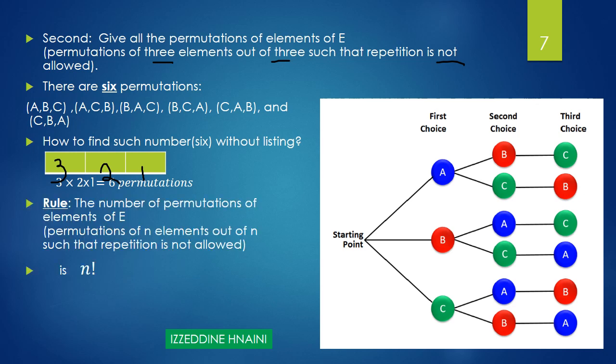If we apply the rule, the number of permutations of E, that is the permutations of n elements of E out of n, is n factorial. In our example, n equals 3, so we get 3 factorial, that is 6 permutations.